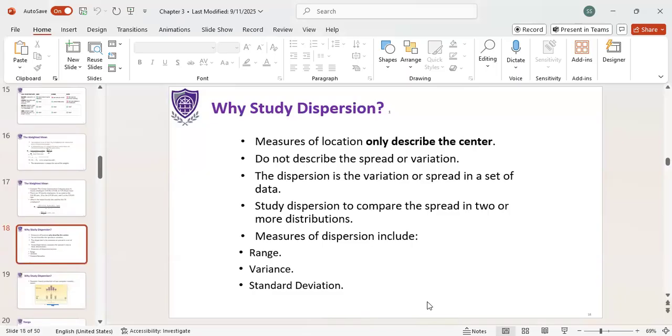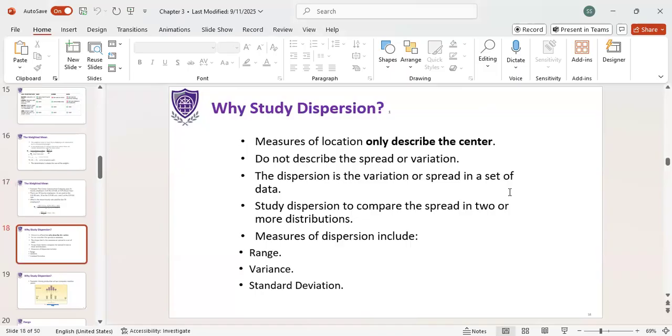So now we are done with the measures of central tendency, which again were mean, median, and mode, and also weighted mean. And now we want to talk about dispersion and why we study that. When we are talking about the measure of location, we are talking only about the center, where the data are concentrated, right?